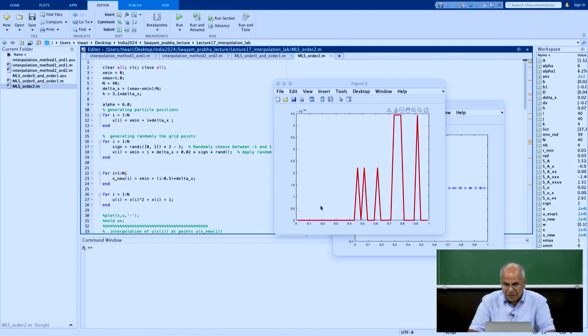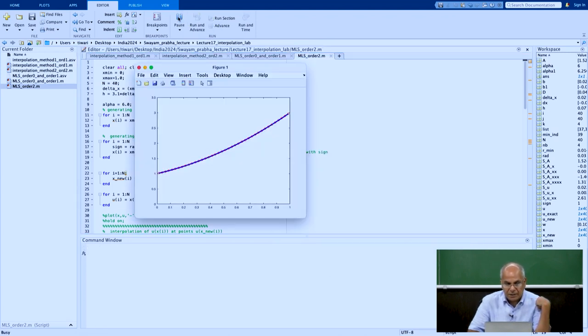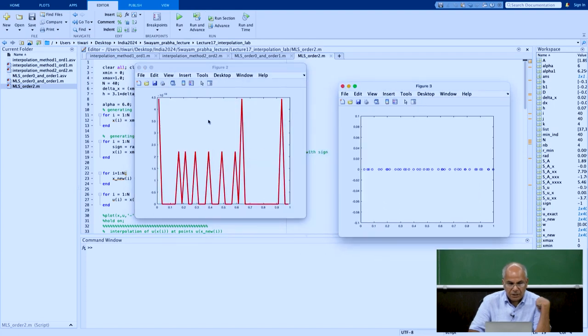Therefore, let us see, you just remember this picture. Now I run it again, you may not get exactly the same, but the error is almost the same, 10 to the power minus 15, minus 16. So let us run again. You see, you have a different picture. This is due to the fact that the computer generates a different seed.